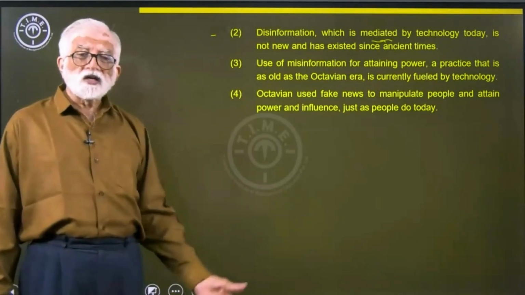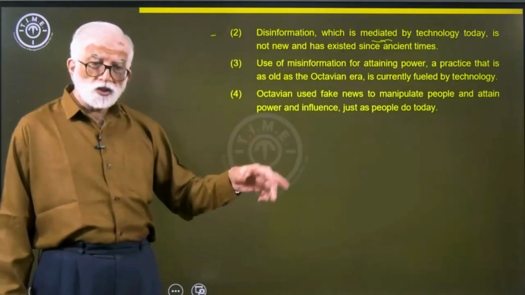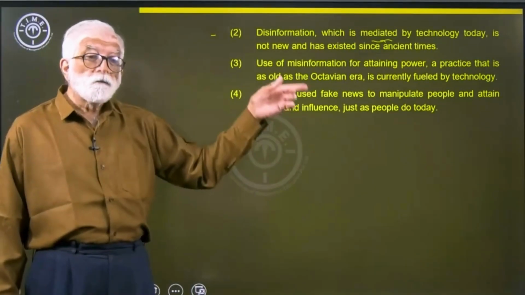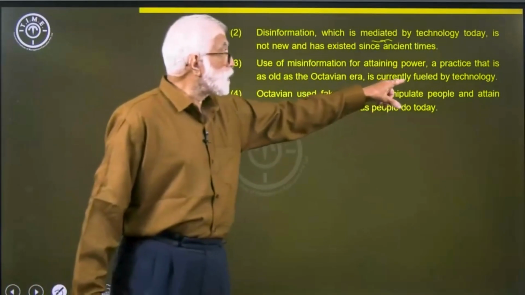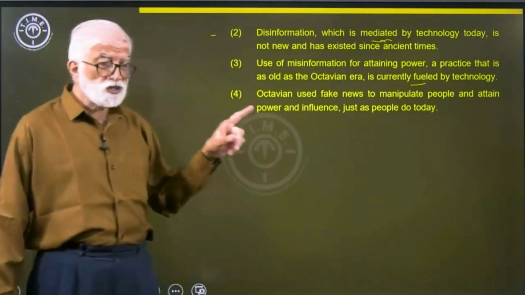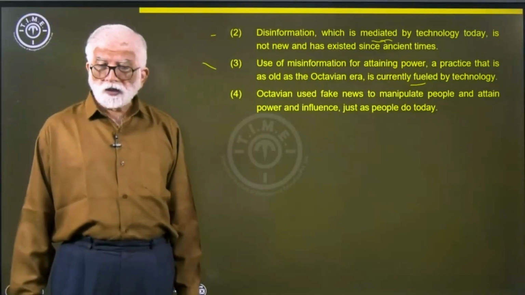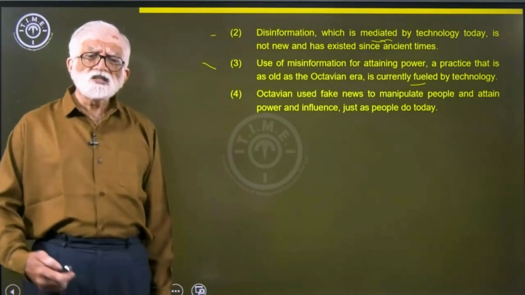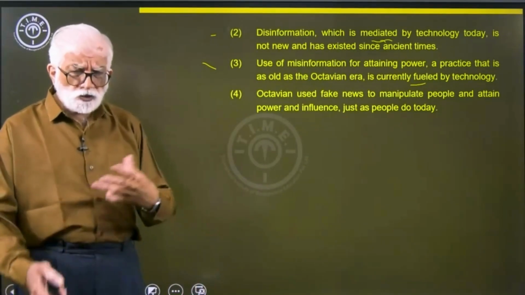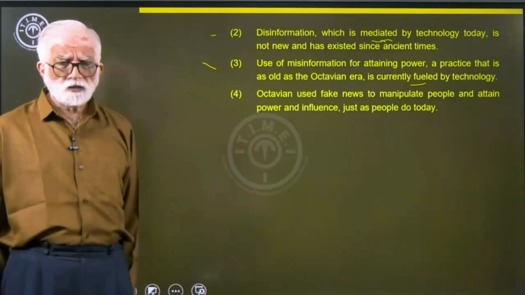Use of misinformation for attaining power, a practice that is as old as the Octavian era, is currently fueled, made possible by technology. So, 3 is actually better than 2. Octavian used fake news to manipulate people and attain power and influence, just as people do today. But technology and what role it has to play in it, that's not mentioned.